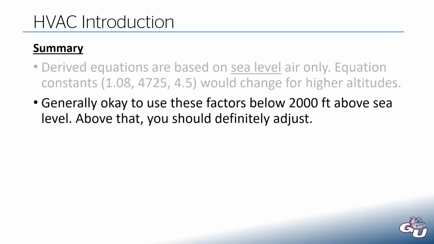However, you're generally all right if you're below 2,000 feet. The margin of error below 2,000 feet is pretty minimal. You don't have to necessarily do an exact science here. But if you're going above 2,000 feet, you should definitely adjust. There are some tables out there that will give you these equations for various altitudes. They'll just have a whole table of sensible constants for different altitudes that you can just look up, or you can derive it yourself.